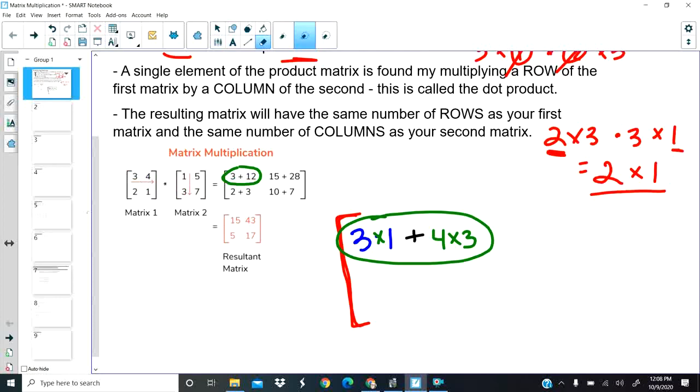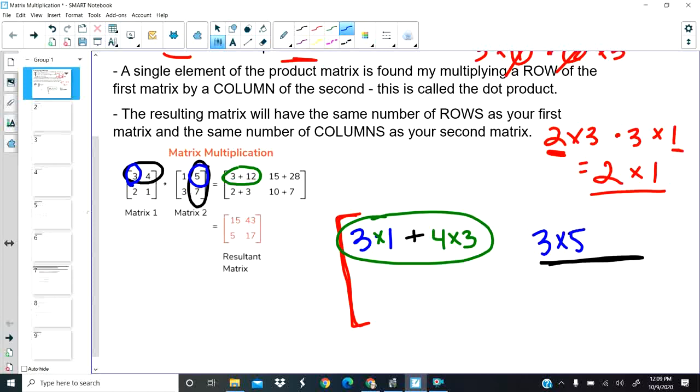and I'm going to go ahead and do another element. So if I want to find the element that goes in position row 1, column 2, then I need row 1 from my first matrix and column 2 from my second matrix. And now, just like I did last time, I'm going to multiply the first number from my row of my first matrix times the first number of the column in my second matrix. So I would have 3 times 5.